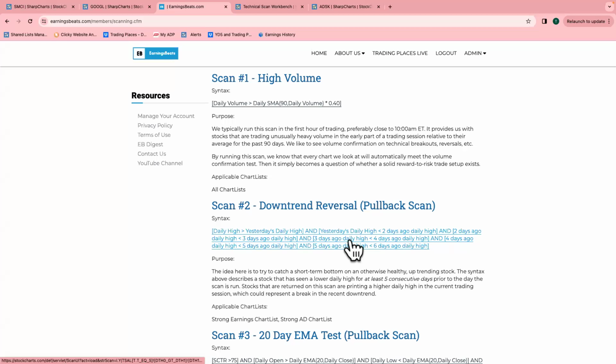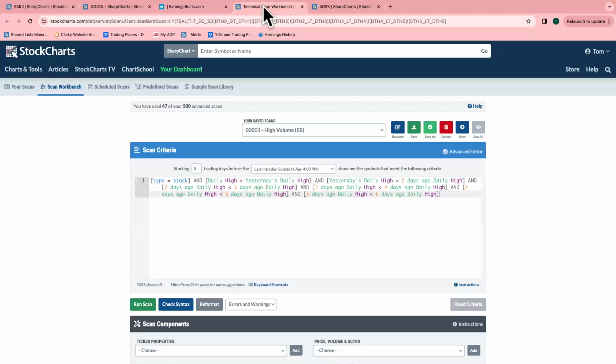And so I clicked on that, and you make sure you're already logged into your StockCharts account if you're a StockCharts member. And if you do that, after you're logged in, you will see this pop up on your screen. So it literally will go right into the scan engine at StockCharts and post everything. You don't have to write anything. You don't have to copy it. All you do is click on the link and it takes you right in.